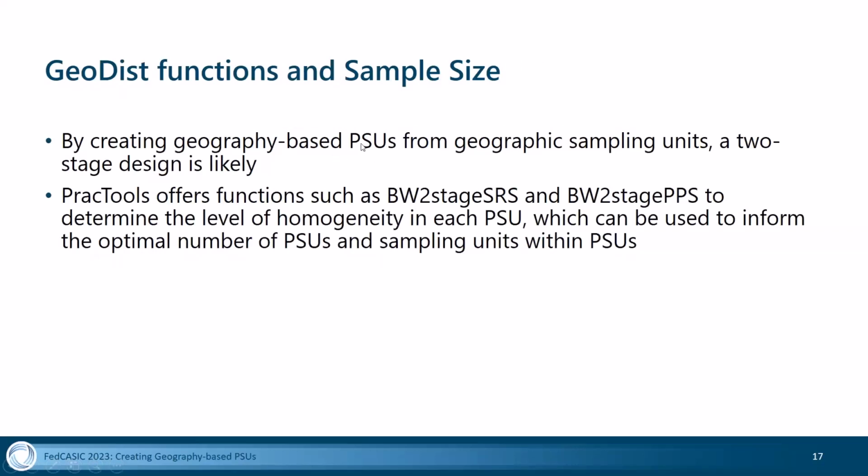By creating geography-based PSUs from geographic sampling units, two-stage design is likely, not necessary, but is likely. And there are functions in the practicals package that will help you design how many PSUs and how many secondary sampling units within those are ideal. That's outside the scope of this presentation here, although I can take questions offline after the conference if you're interested.